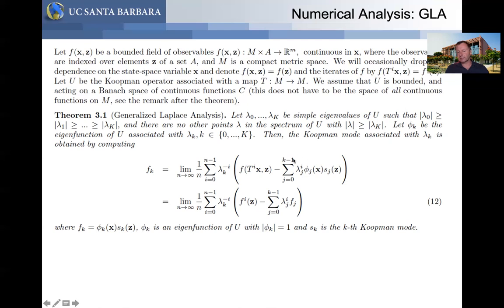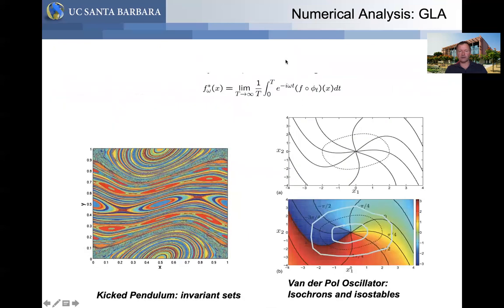Now we subtract some parts here, and these are the parts that have to do with already found eigenfunctions that correspond to the eigenvalues that are larger. So in the stable case, the slower decaying eigenvalues. So that might seem a little bit complex, but in fact, here is a simple example.